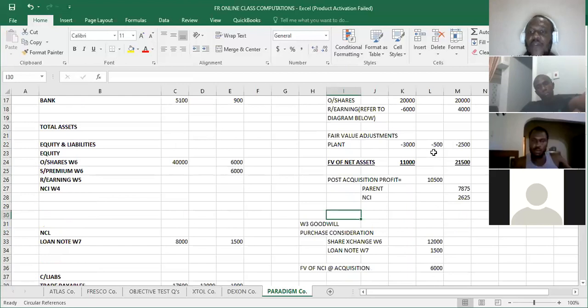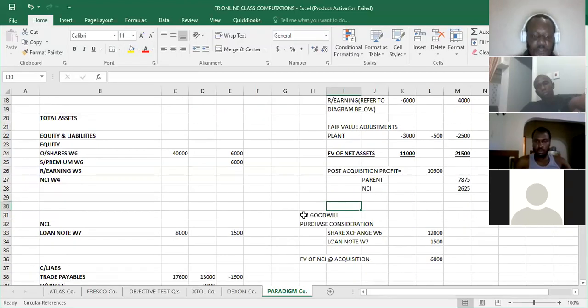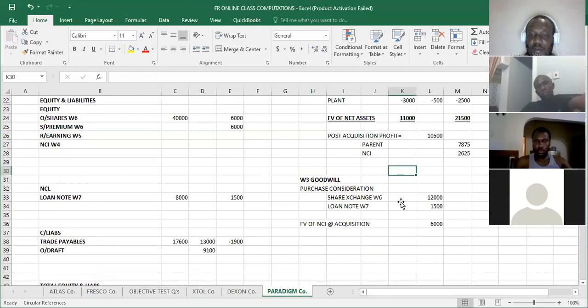The 500, we have shared it between parent and NCI by putting it inside this fair value of net assets. That's why we say the fair value of net assets is the main work we're doing. Mr. Brian, remember, you said you are going to indicate that it was depreciation. Yes, I will. I just know that you're very tired, and if I continue writing these things small, I'm about to frustrate people. So let me just try and rush. I will do it.